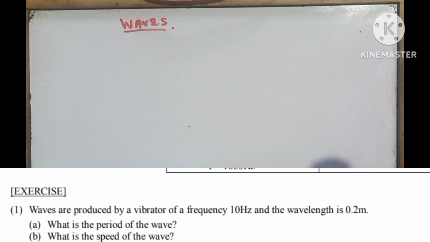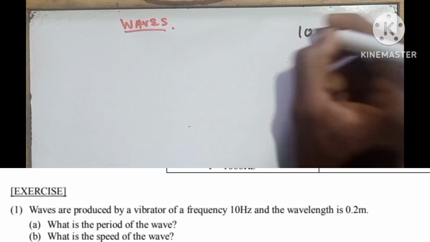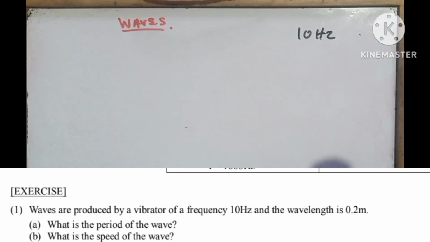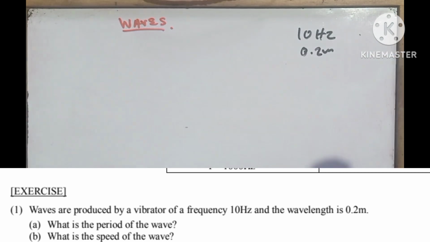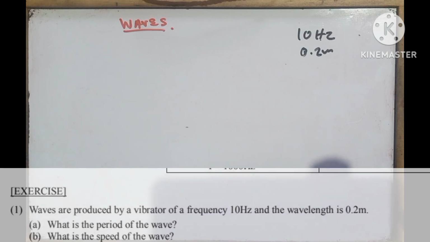Alright, so in this video, we're going to look at problems involving waves, specifically transverse waves. The first question is saying, waves are produced by a vibration of a frequency, and the frequency has been given to be 10 hertz, and the wavelength is actually 0.2 meters. Then A is saying, what is the period of the wave?